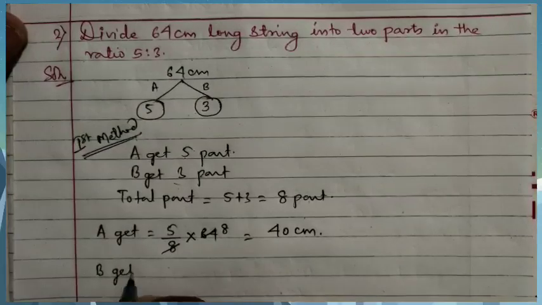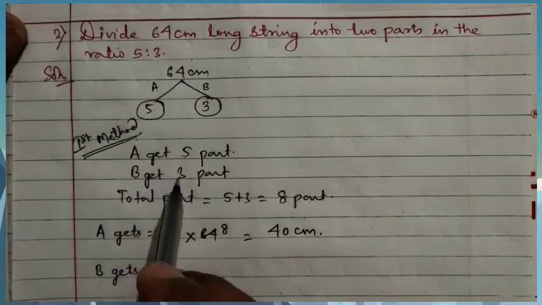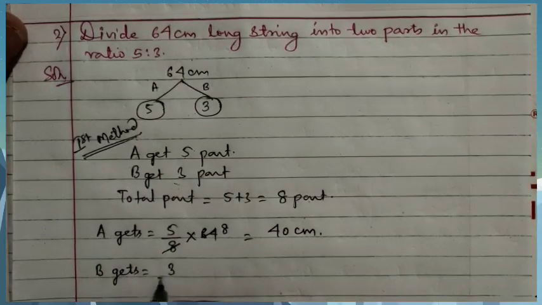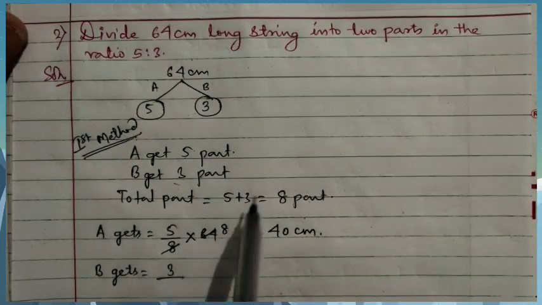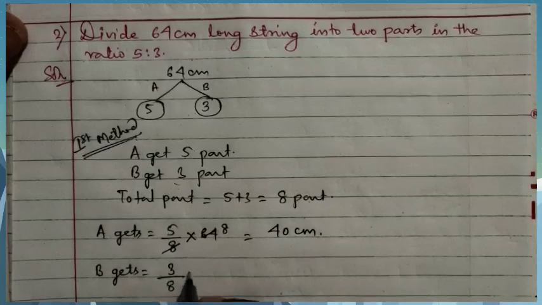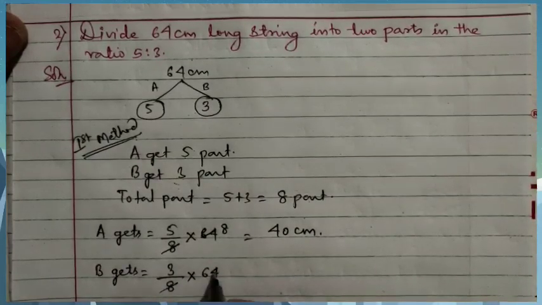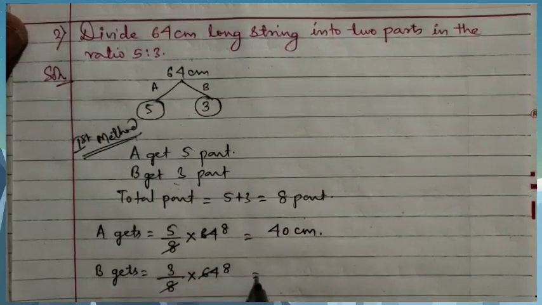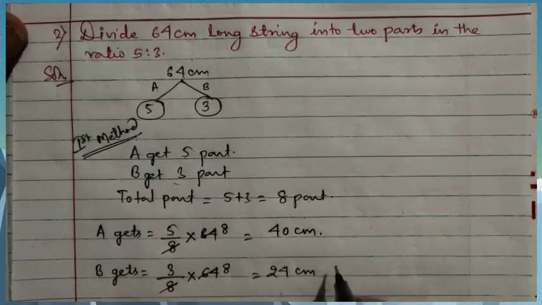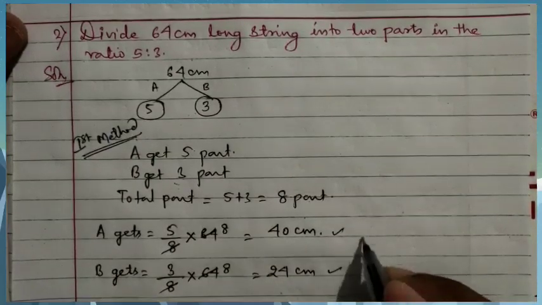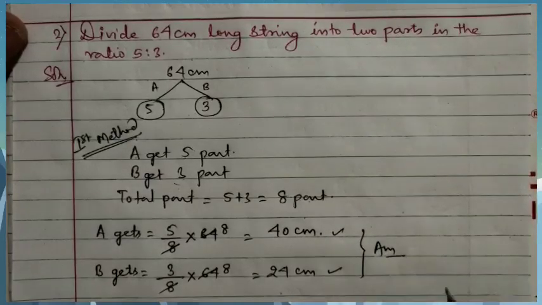Similarly B: how much will B get? 3 parts, divided by the total parts 8, into the length of the string, that is 64. 8 eights are 64, 3 eights are 24 centimeter. Like this it can be divided into 2 parts. This will be your answer.